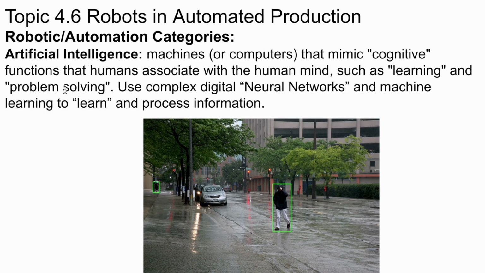Artificial intelligence refers to machines or computers that mimic cognitive functions that humans associate with the human mind, such as learning and problem solving. They use complex digital neural networks and machine learning to learn and process information. The ones that we have now are large language models, and essentially they've been trained on all of the information on the internet, and they're a prediction machine. They basically predict what is the most common reply to a certain prompt. And so really that's what they are. They're just prediction machines. They're not really thinking, they're predicting.